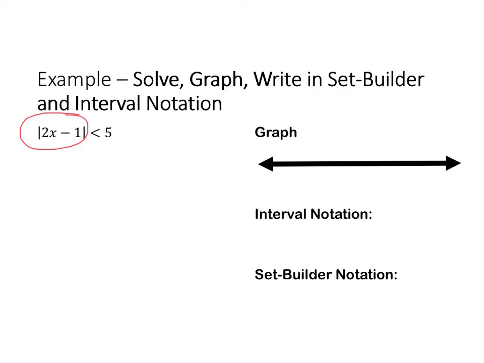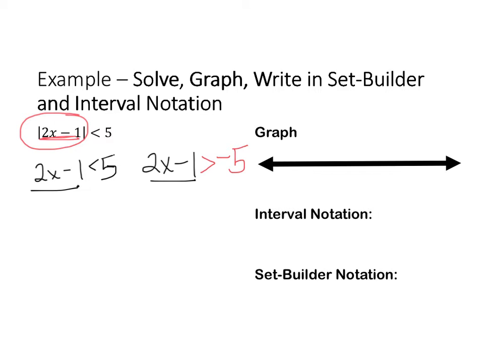And your next step is to take what's inside the bars, this 2x minus 1, and write it twice. Write it once, make a copy. The first time you write it down, you keep everything outside the bars. The second time, you flip everything that comes after the bars. Your inequality changes direction, and your sign flips on whatever's outside.